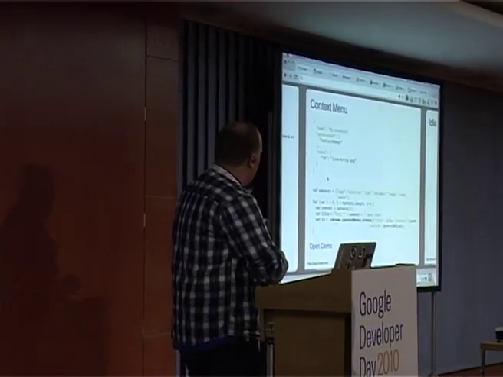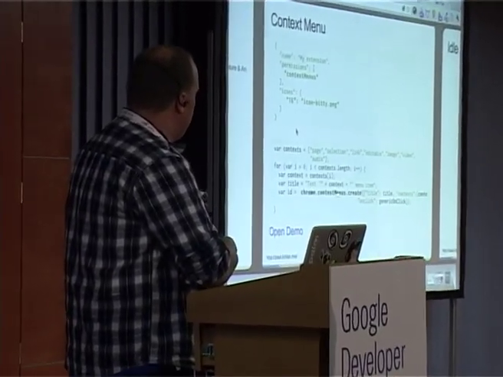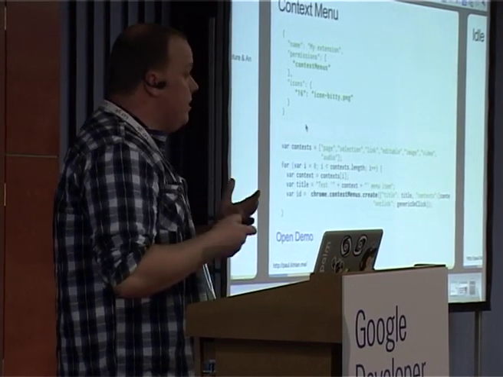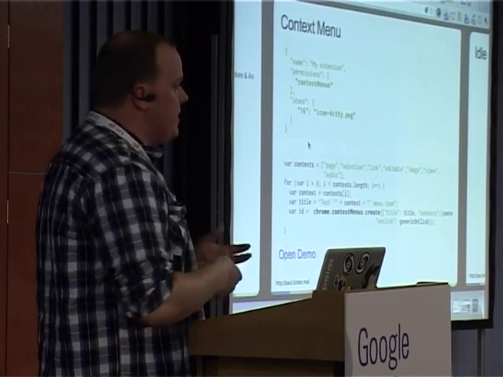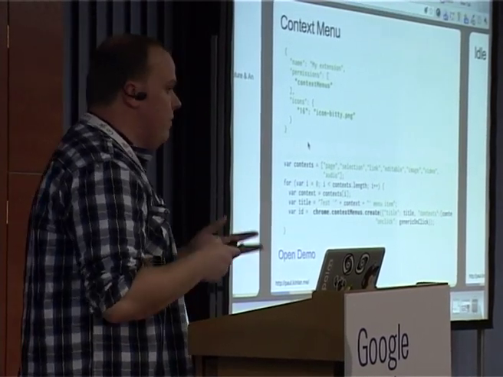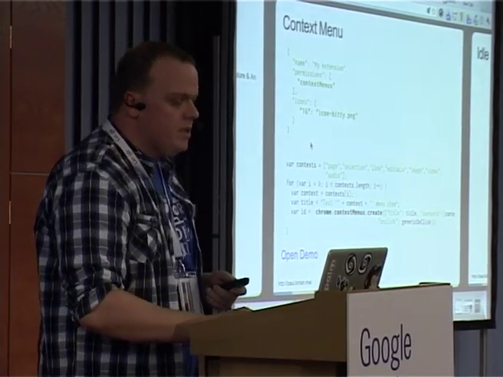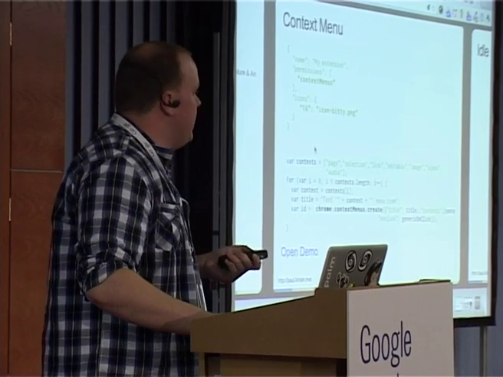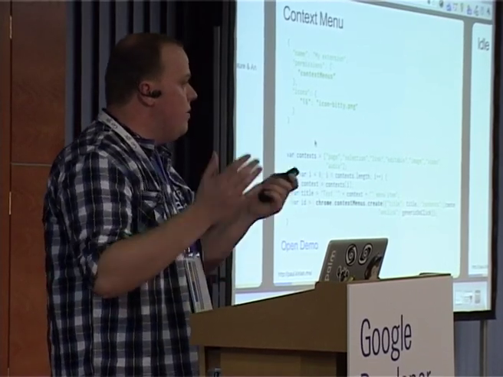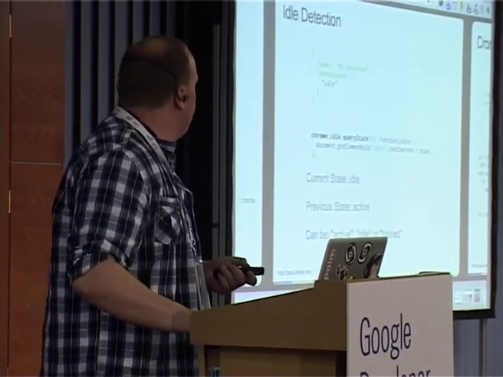Essentially, you just do chrome.contextMenus.create. You give it a title, the context, so image, video, and all that type of stuff, and then a handler. It's really simple to create these menus, and you don't actually have to do that much to actually get context menus into every web page the user visits.